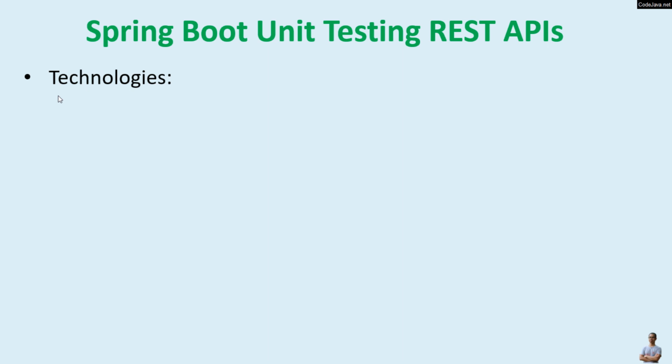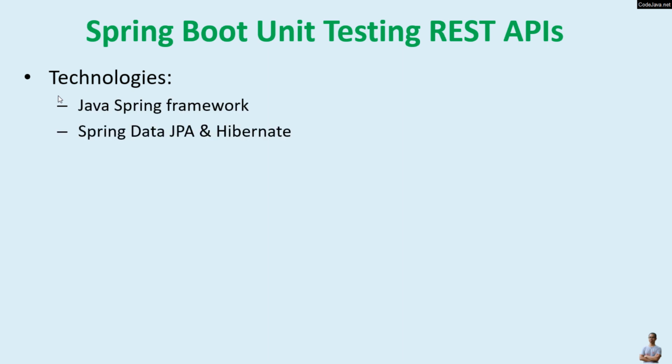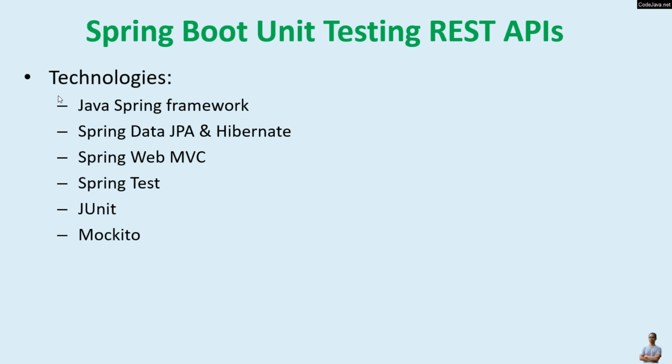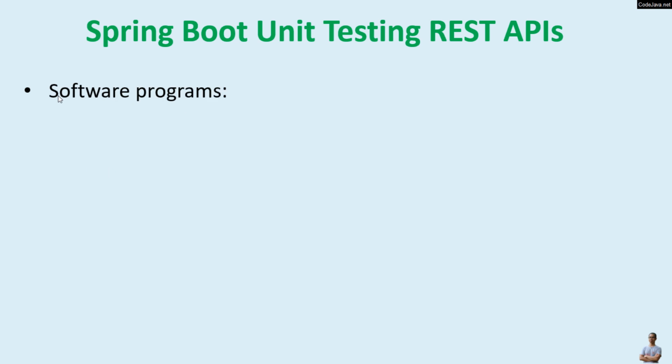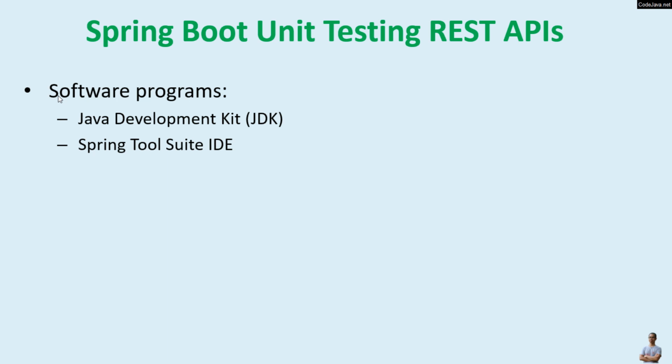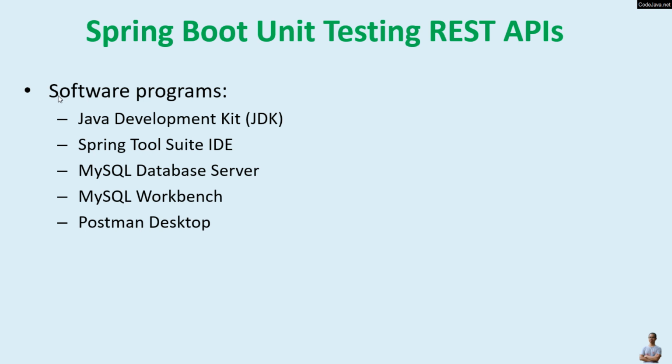Throughout this video, I will walk you through the coding process of unit testing some REST APIs on a Java Spring Boot project based on the following technologies: Java Spring Framework, Spring Data JPA and Hibernate Framework, Spring Web MVC, Spring Test, JUnit Testing Framework, Mockito mocking framework for unit testing in Java, Model Mapper, Jakarta Bean Validation, and MySQL JDBC driver. And the software programs I'm using are Java Development Kit JDK, Spring Tool Suite IDE, MySQL Database Server, MySQL Workbench, and Postman Desktop for testing REST APIs.